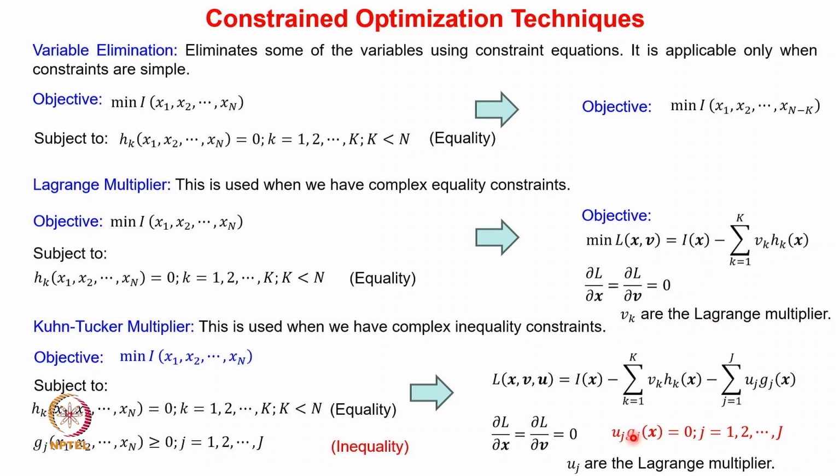When uj is 0, what it means is the optimum solution is inside the feasible region. It is not exactly at the constraint boundary. And when gj is 0, that means it's an equality constraint, isn't it? Whenever gj(x) equals 0, it becomes an equality constraint. So whenever gj(x) equals 0, that means the optimum solution is exactly lying on the constraint boundary.